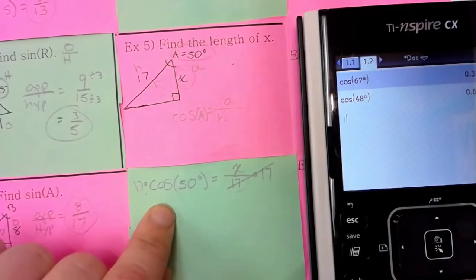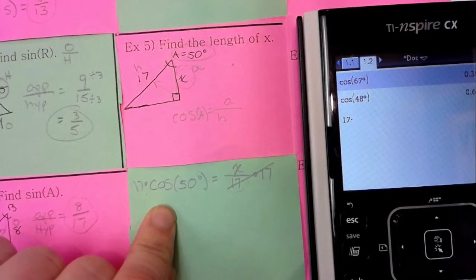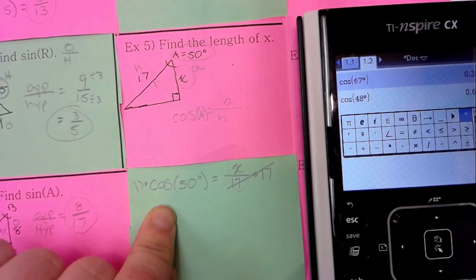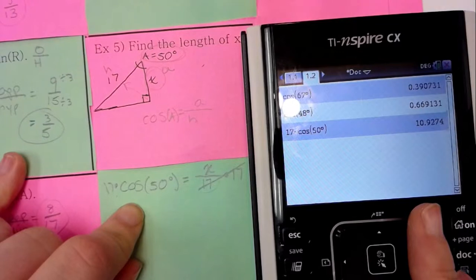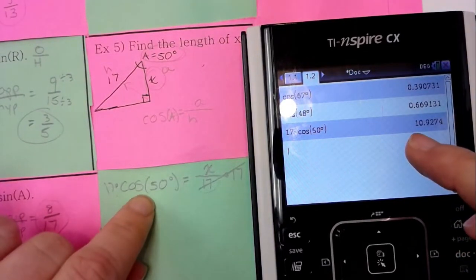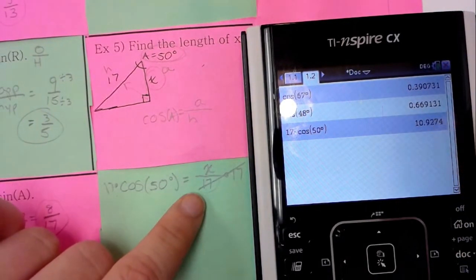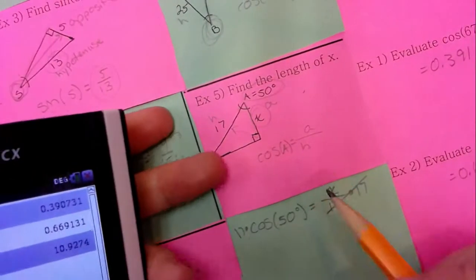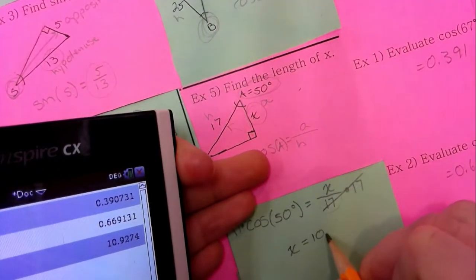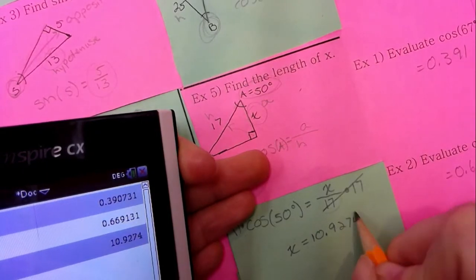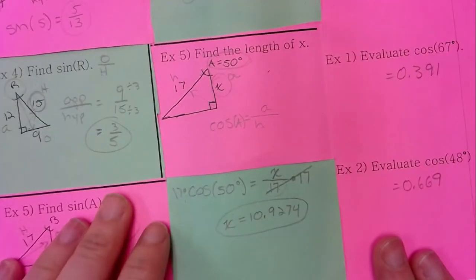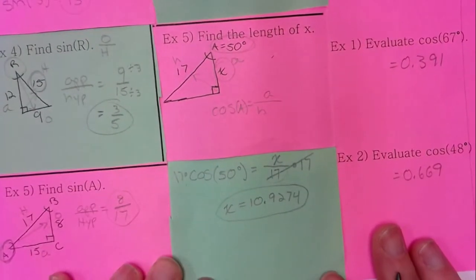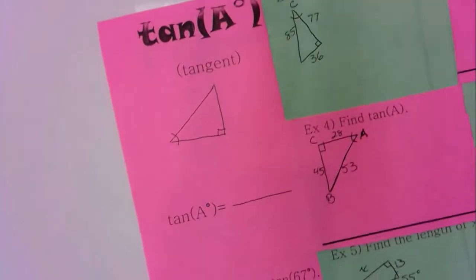So let's do that. Let's do 17 times cosine of 50 degrees. Not that you can see that. There. So it looks like it's about 10.9274. So x equals 10.9274 is our missing side length. Cool. All right, turn it over. Let's look at tangent.